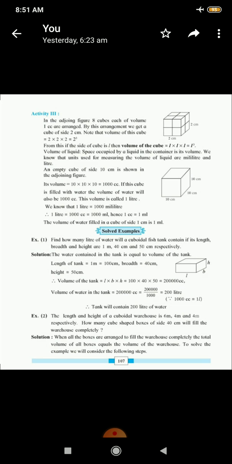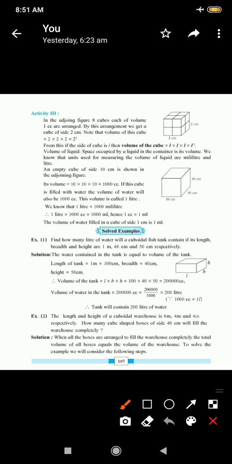Now let us go to the next page, 107. Activity number 3. Here in the adjoining figure, 8 cubes each of volume 1 cc are arranged. By this arrangement we get a cube of side 2 centimeters. Note that the volume of this cube is 2 into 2 into 2, that is 2 cube. From this, if the side of the cube is L, then volume of the cube is equal to L into L into L, that is L cube. Followed everybody? Yeah.